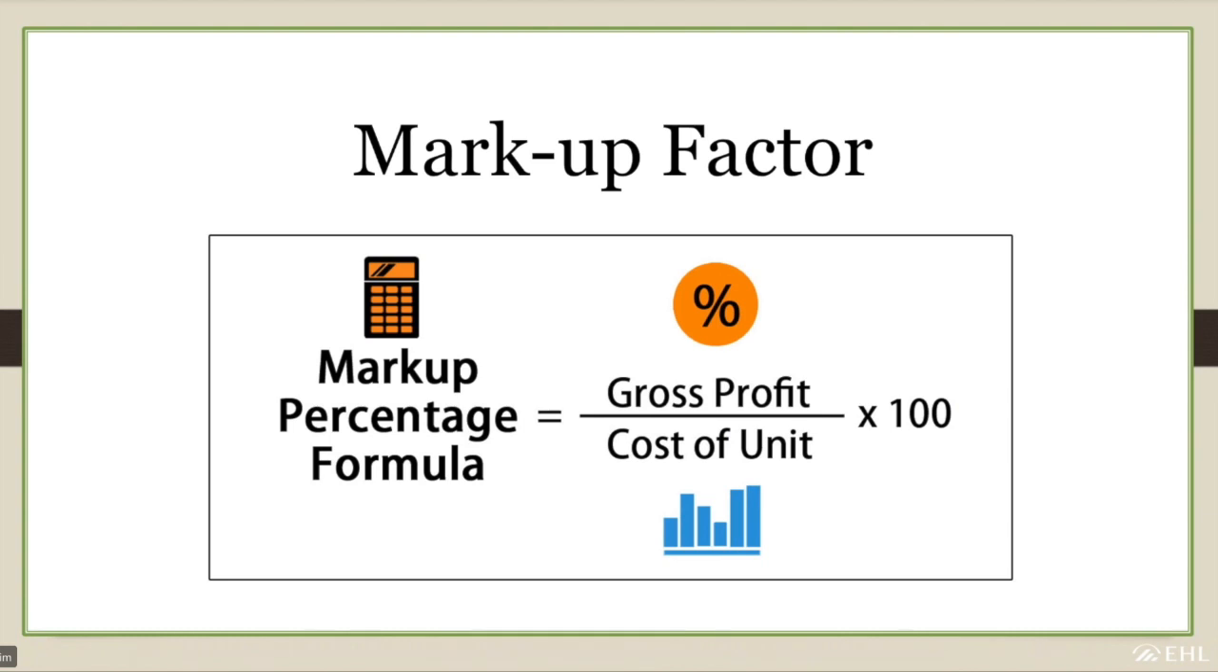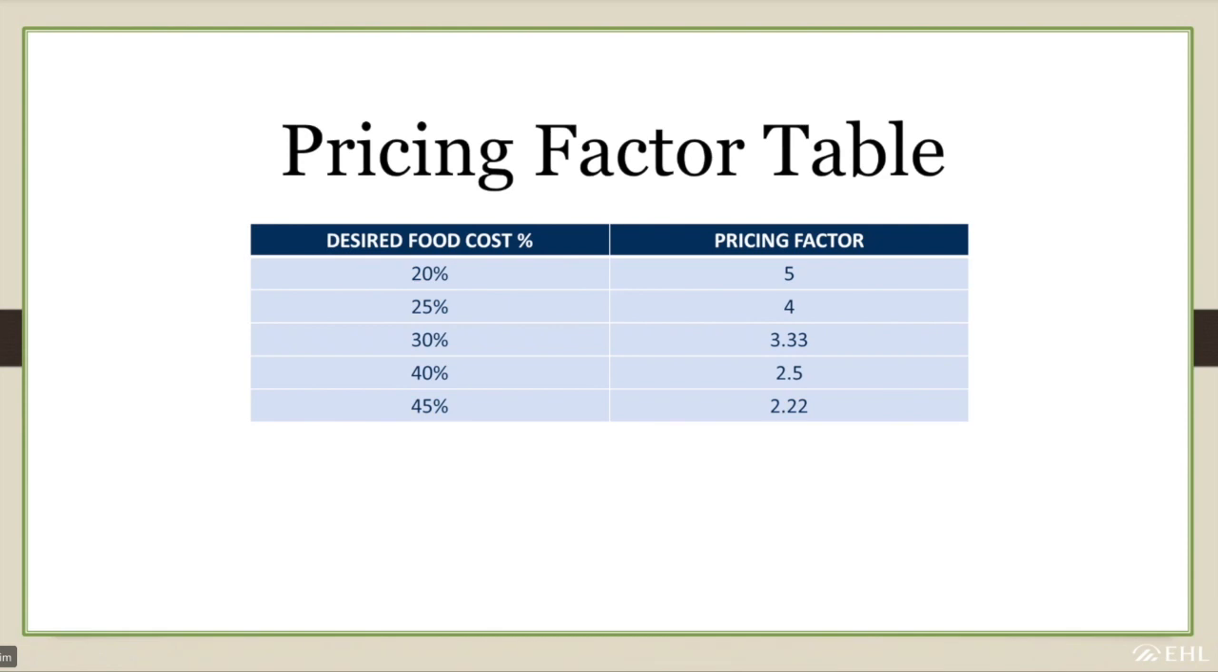So it's this gross profit divided by the cost of unit. Gross profit is sales price minus cost per unit, divided by the cost of the unit times 100, and then that's what you have here as well.